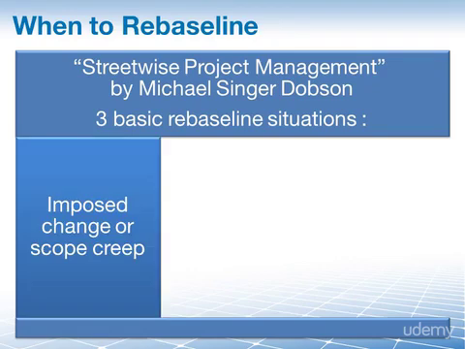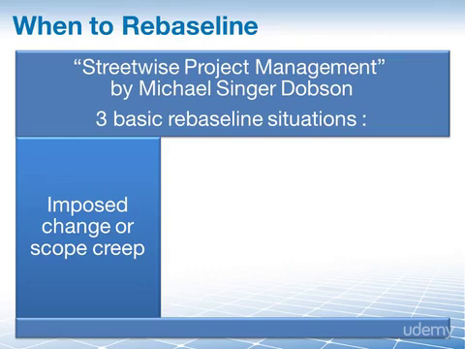The first situation is when there is an imposed change or scope creep occurs. An imposed change would mean that you have received a change request that is substantial. A change request from your customer or some scope creep is not uncommon over time. At a certain point, it becomes evident that the baseline needs to be changed to reflect the change in circumstances.